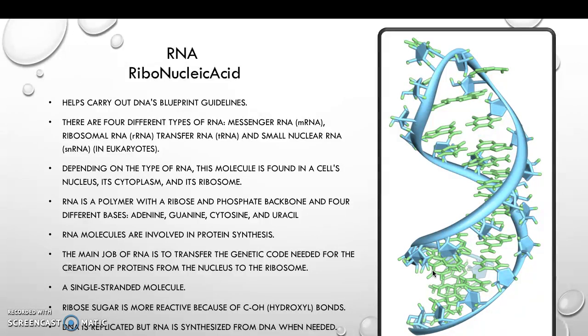As a single-stranded molecule, RNA folds in on itself to link up its nucleobases, though not all become partnered. These subsequent 3-dimensional shapes, the most common of which is the hairpin loop, will help determine what role the RNA molecule is to play. The ribose sugar is more reactive because of the C-hydroxyl bonds. It's not stable in alkaline conditions and has larger grooves which make it easier to be attacked by enzymes. DNA is also replicated, but RNA is synthesized from DNA when needed.